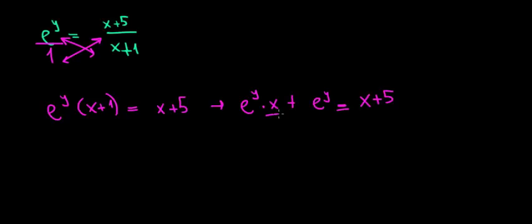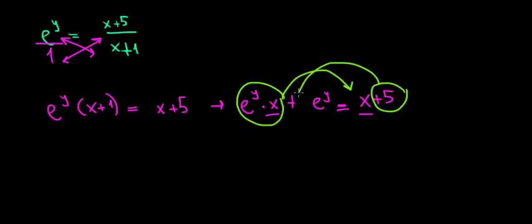Okay, what can we do next? We have an x term over here and an x term over there. What we can do is bring the x terms together. So let's take e^y times x to the other side, and let's take the constant of 5 to the left. So we would have e to the power of y minus 5, because we bring it to the other side, equals x as it was minus e to the power of y times x. We're bringing this positive term to the other side and it becomes negative.